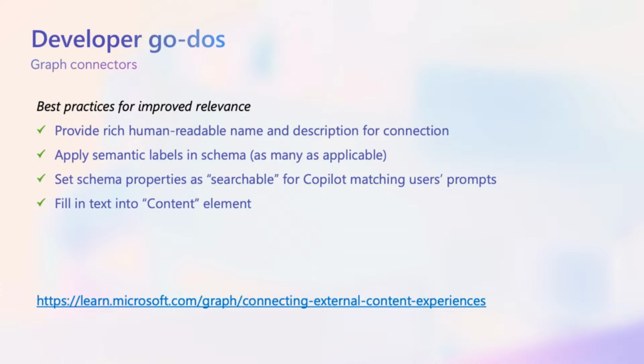And lastly, make sure that you fill in the content element on the graph connected items. This is going to be that rich text representation of content, so it allows us to do that text matching of content. If I've got a file, a wiki article, a news page, something like that, having the body of that content inside of the content element will really help us with that rich text matching of content that's out there.